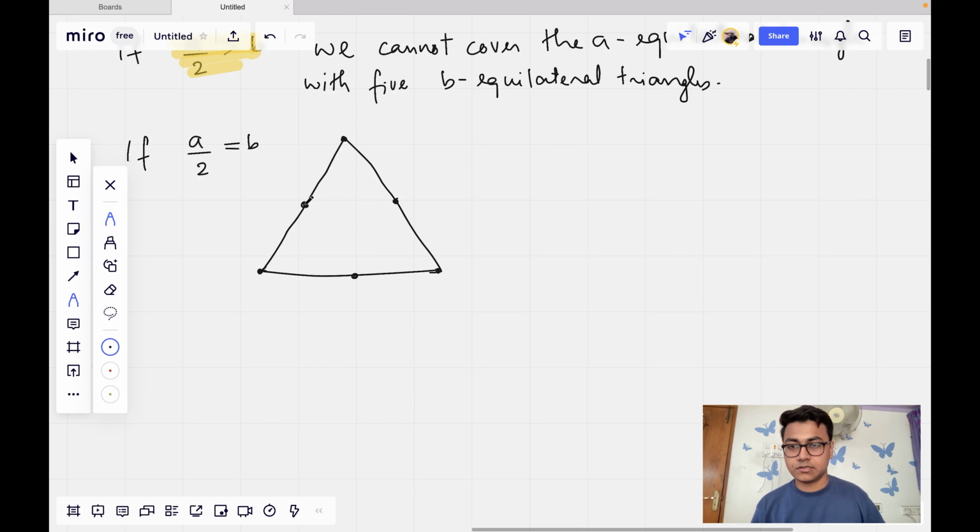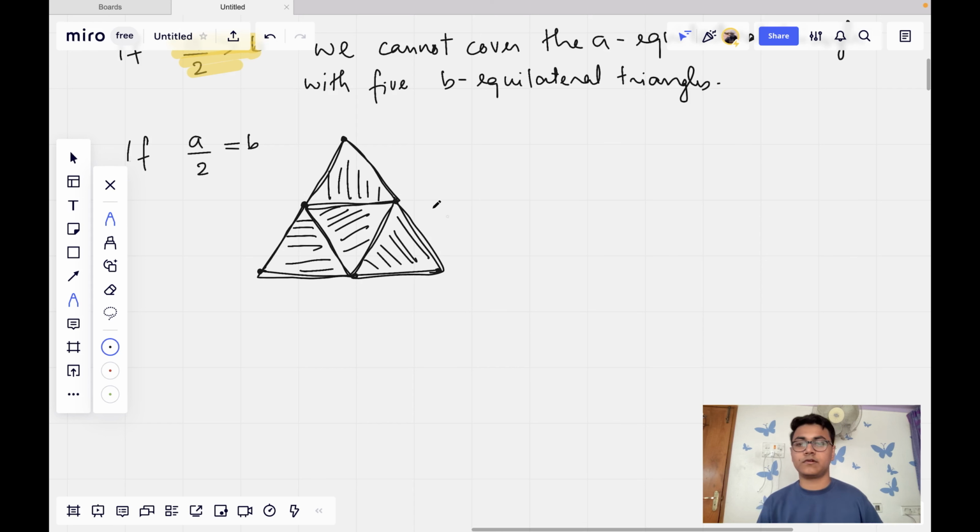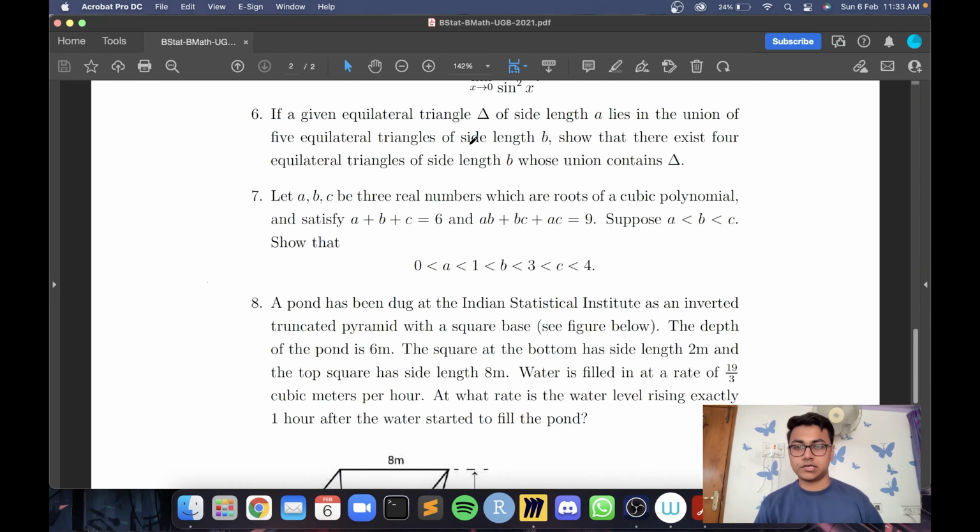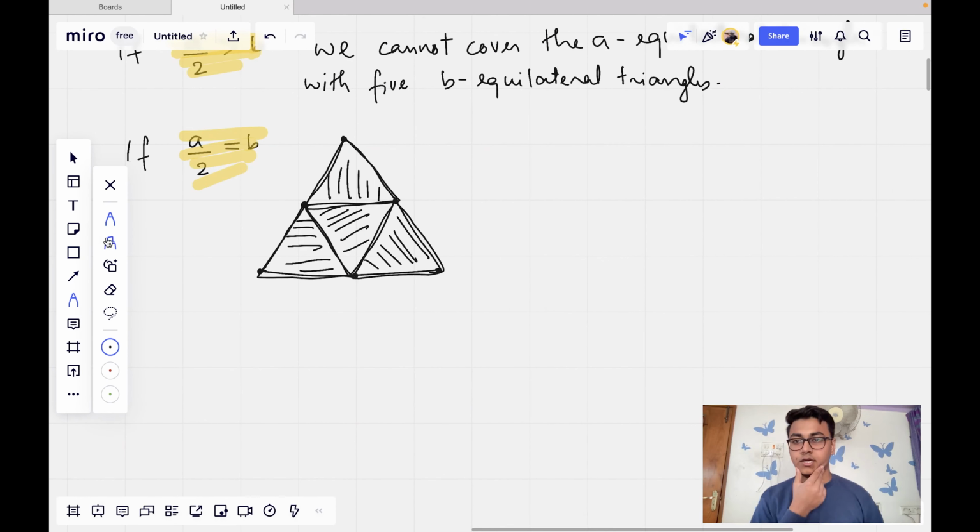These are the 6 points. So if B is equal to the side length, we just take these equilateral triangles. This is one B equilateral triangle, this is another, this is the third, and this is the fourth. So if A by 2 is equal to B, we can cover the A equilateral triangle with 4 B equilateral triangles, which is what the question asks. There exist 4 equilateral triangles of side length B whose union contains the triangle.